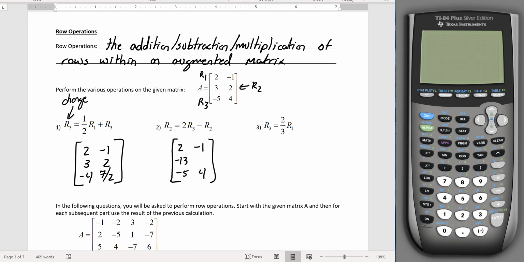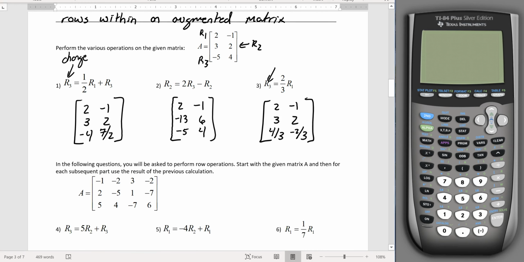2 times R3 is 4. 8 minus R2 is 2. 8 minus 2 is 6. So there's an example of addition, there's an example of subtraction, and then we can also just do multiplication, where we're going to replace R3, that's what we're going to change. So row 1 and 2 stay the same, 2, negative 1, 3, 2, and it's going to be replaced with 2/3 of R1. So this would be 2 times 2/3, which is 4/3. 2/3 times negative 1 will just become negative 2/3. And there we go. So that's an example of row operations.